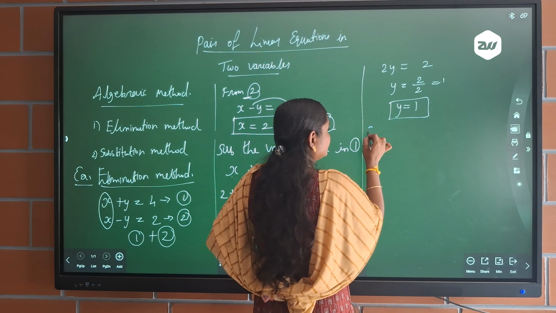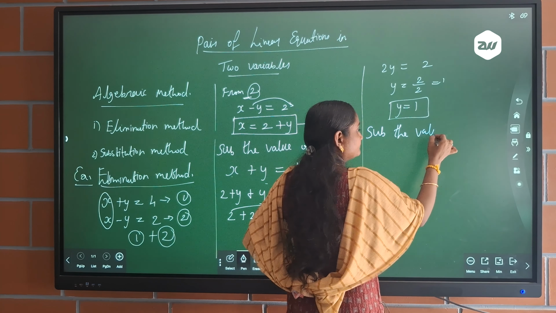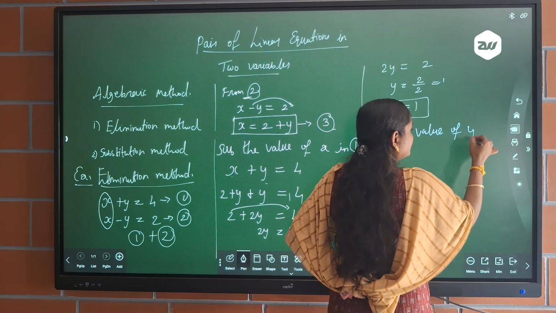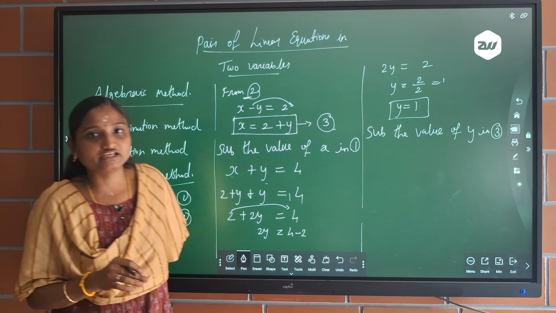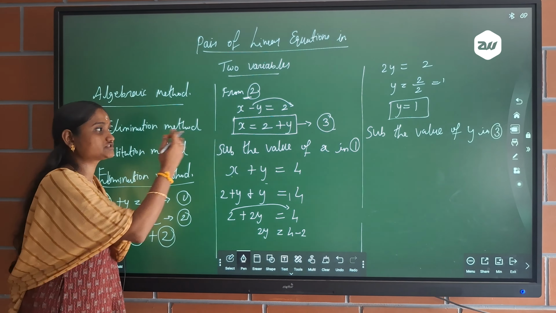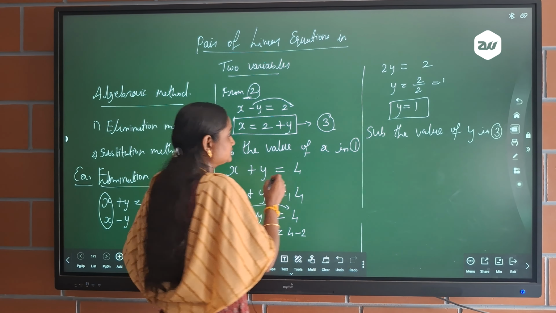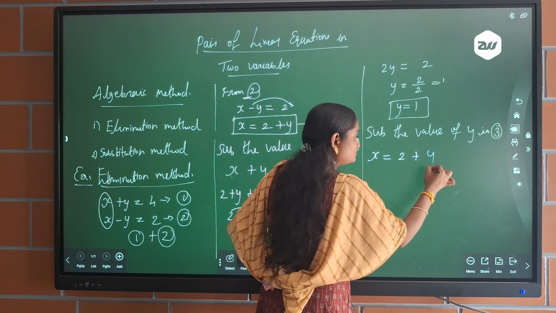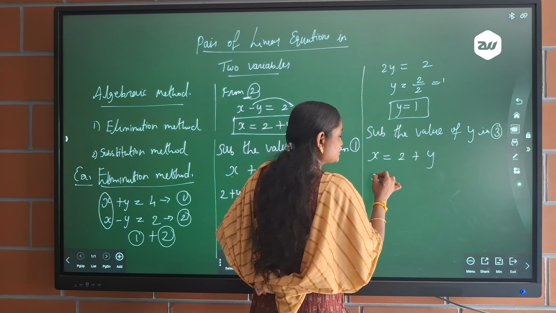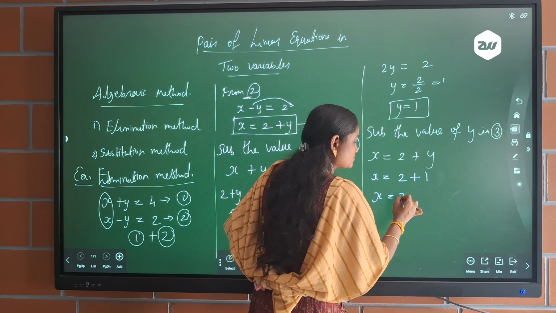Now to find the value of x, again we have to substitute the value of y in the third equation. It's not compulsory to use the third equation; you can substitute in the first, second or third equation, wherever you want. We are going to substitute in the third equation. Our third equation is x is equal to 2 plus y. Instead of y, we substitute 1: 2 plus 1.